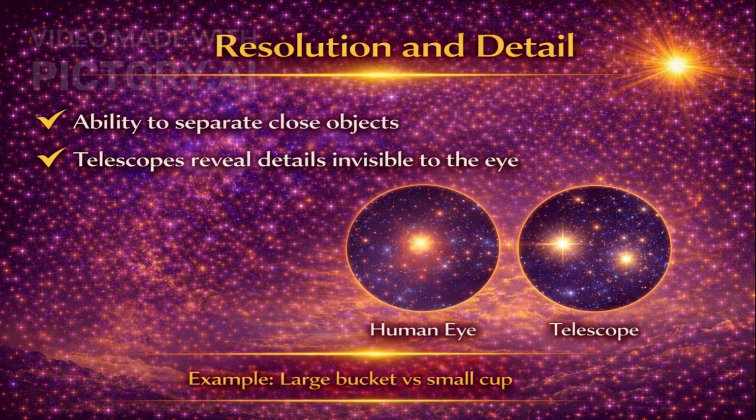Telescopes have the ability to separate close objects and reveal details invisible to the human eye, much like comparing a large bucket to a small cup in terms of capacity.